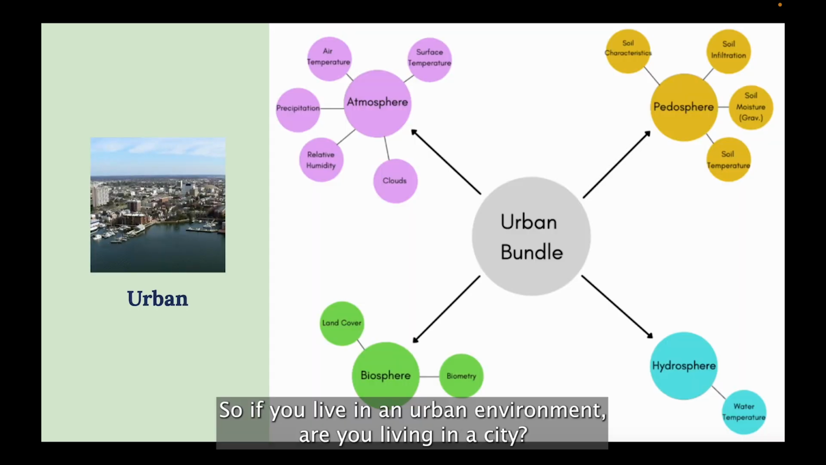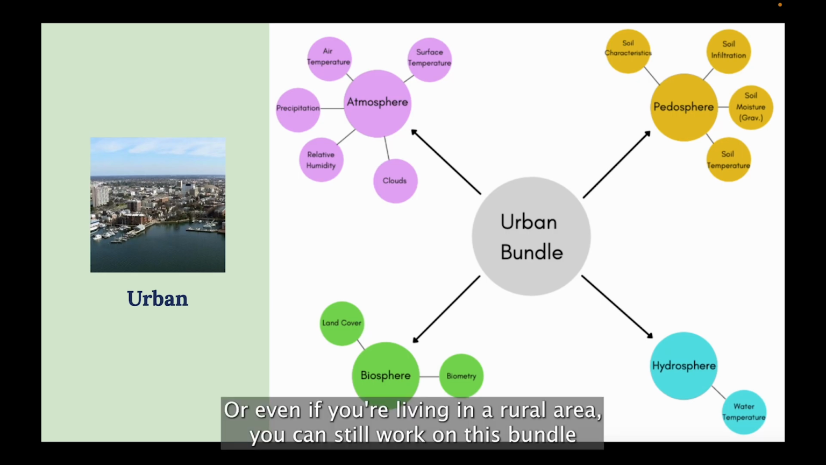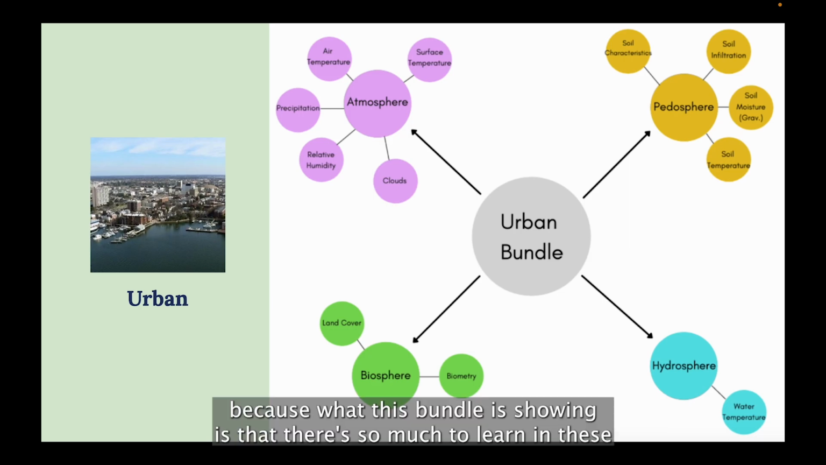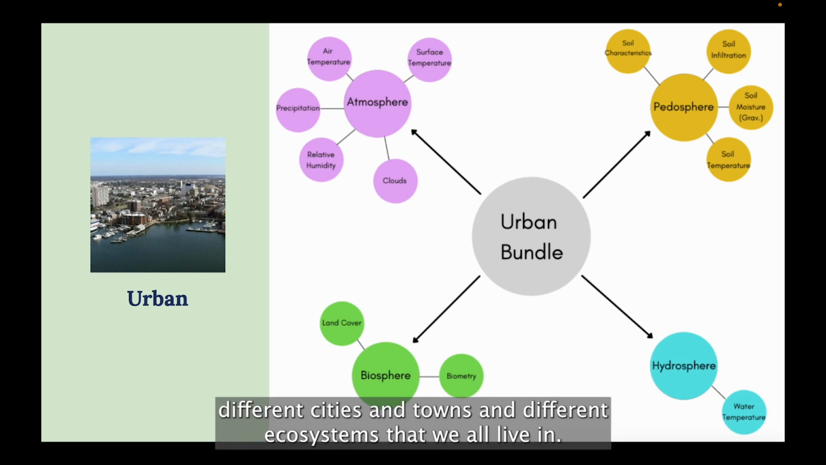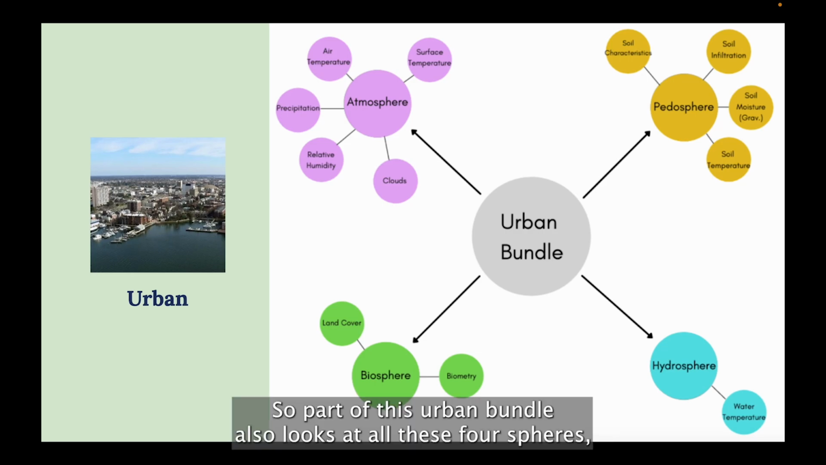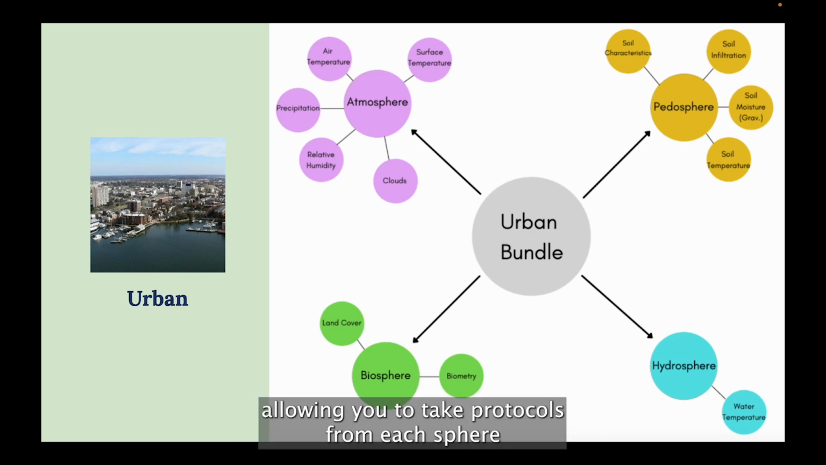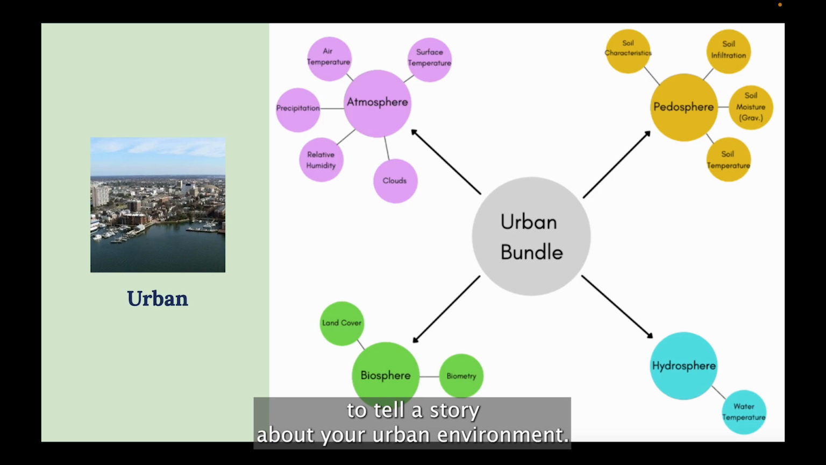Urban. So if you live in an urban environment, or you're living in a city, or even if you're living in a rural area, you can still work on this bundle. Because what this bundle is showing is that there's so much to learn in these different cities and towns and different ecosystems that we all live in. So part of this urban bundle also looks at all these four spheres, allowing you to take protocols from each sphere to tell a story about your urban environment.